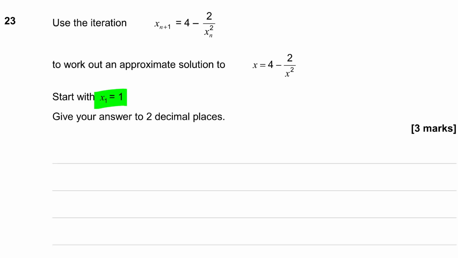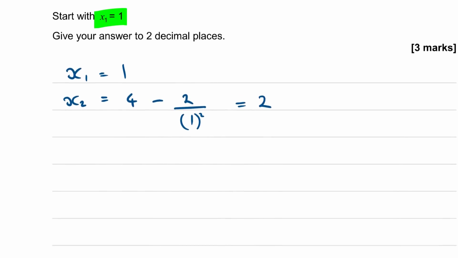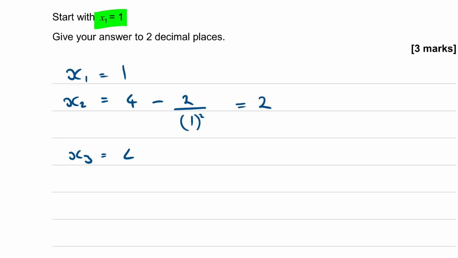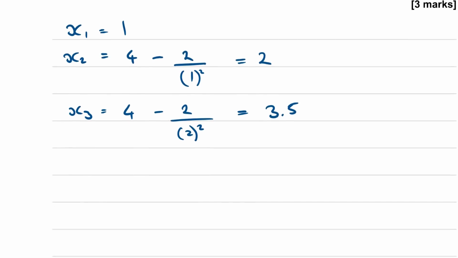Okay, so we know that x_1 is equal to 1, so then x_2, our next term, is going to be 4 subtract 2 lots of x_1, 1 squared. So 1 squared is 1, 2 divided by 1 is 2, and 4 subtract 2 is 2, so x_2 is equal to 2. So then we just keep going. So what's x_3? x_3 is going to be 4 minus 2 over 2 squared, our previous term squared. So 2 squared is 4, 2 over 4 is a half, 4 subtract a half is 3.5. So that's our x_3 term.